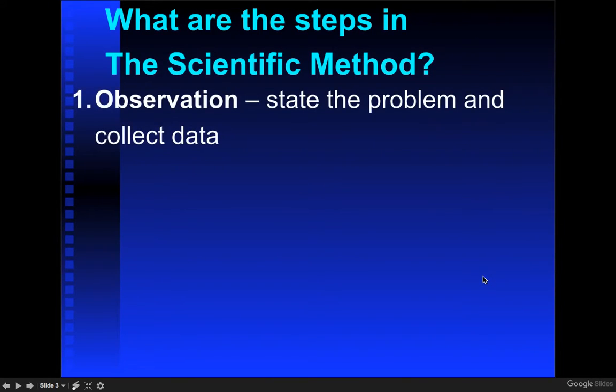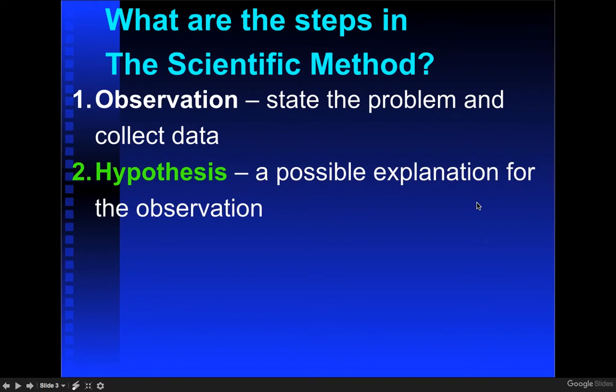What are the steps in the scientific method? Well, there's lots of different versions of this, but the first one is usually observation. We're noticing something about the world. It could also be a question. For example, you may say, notice the sky is blue. Or you might ask the question, why is the sky blue?